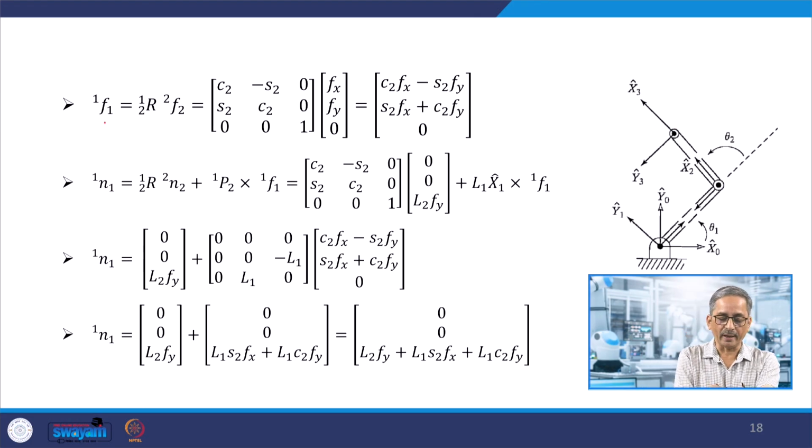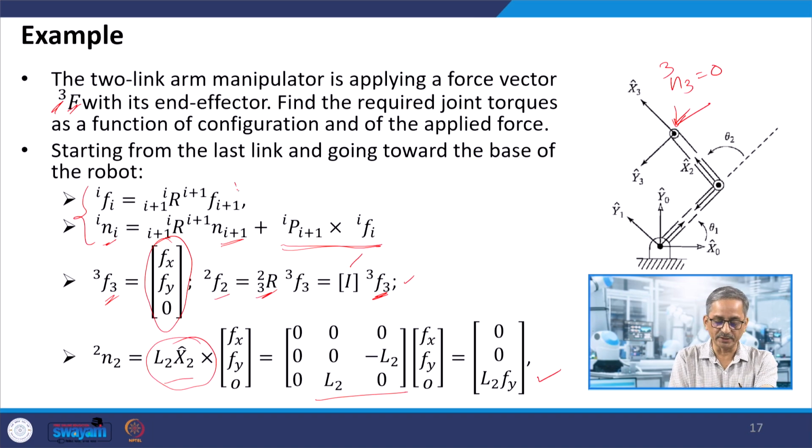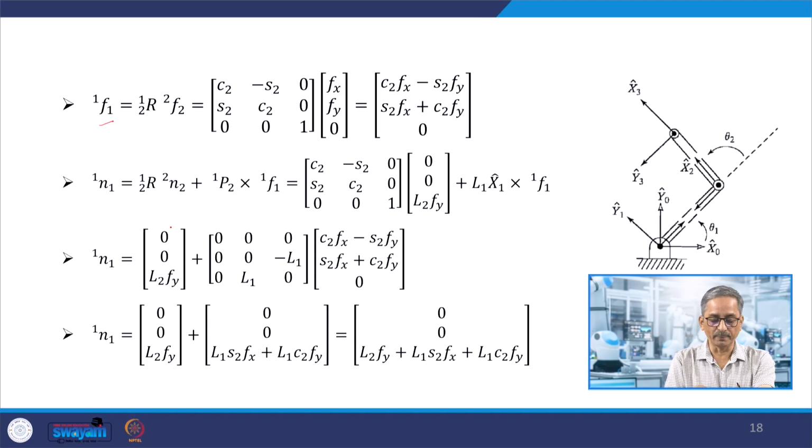Similarly, I can get F11, and this F11 I can get from this equation. So, it will be in terms of F22 and R221. This matrix R21 we already know for this planar case, and F22 is this one. So, I multiply this and I get this value.